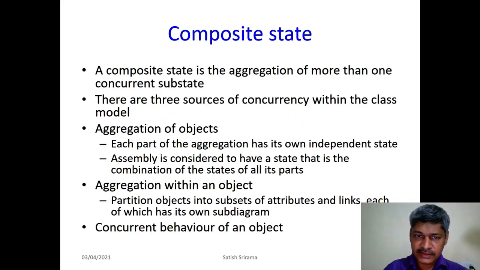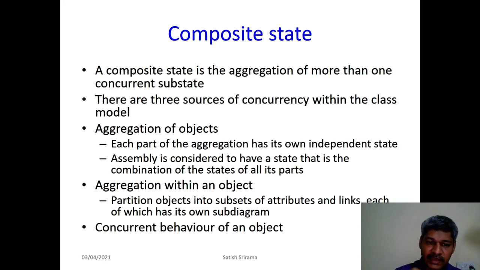We have already discussed that a composite state is an aggregation of more than one concurrent substate. This we have discussed in detail in one of the videos. A composite state is an aggregation of more than one concurrent state, and there are three sources of concurrency. These things we also discussed in detail within the class model.